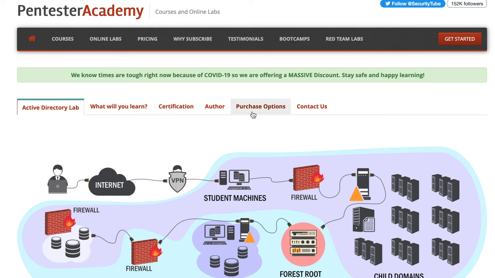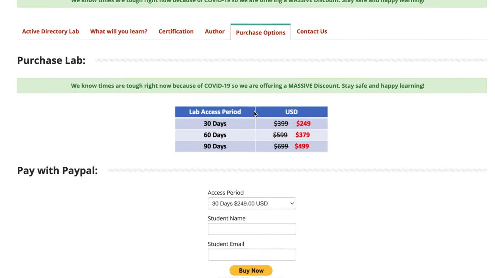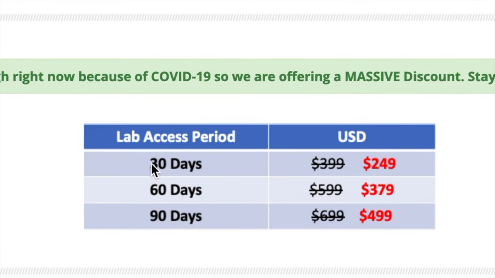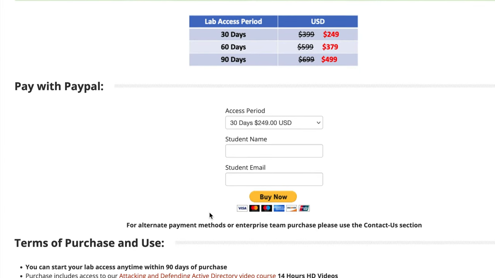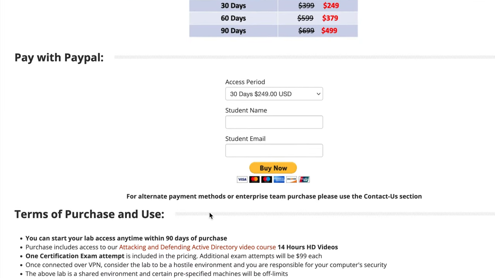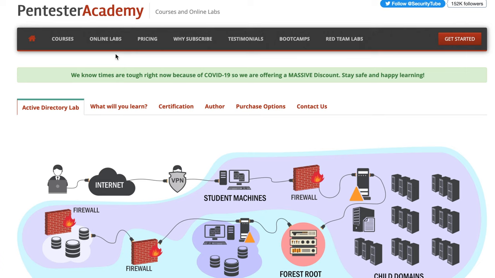For $249 for the 30-day package, I think it's an accessible certification, and I believe you don't really need to buy more than that. The exam is based on a lab of 5 machines.